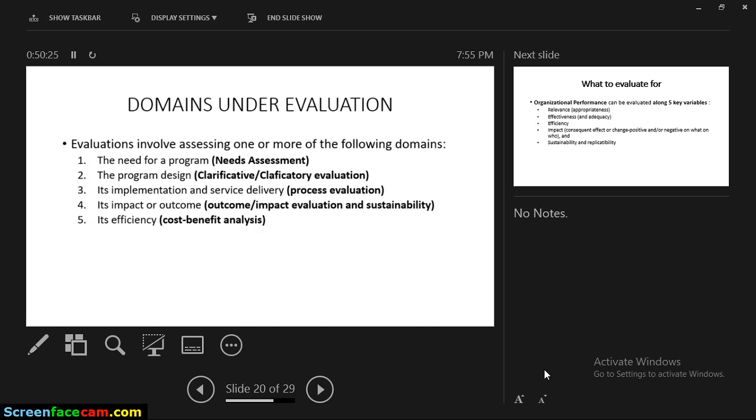Domains under evaluation: there could be a needs assessment. Needs assessment can be equivalent to what? To a baseline survey, right? Do we agree? The need for the program, needs assessment. Is it true that needs assessment is not necessarily equivalent to baseline, but it's related to baseline? We agree, right? Then there can be a program design. That's why now we are talking about formative evaluation, because that's a process, isn't it? And you've got its implementation and service delivery. That's still under formative, which is process evaluation. Then you've got its impact or outcome. Then you've got its efficiency, cost-benefit analysis.